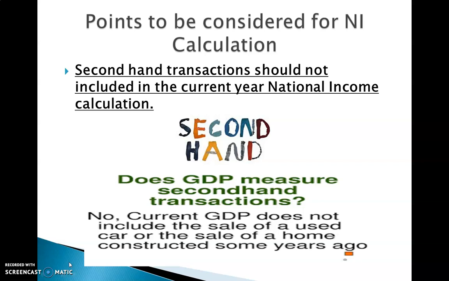The first thing we need to consider is that any kind of second-hand transaction should not be included in the current year national income calculation. That may be an old house, old machinery, bikes, whatever it is. If you are selling it second-hand, that should not be included in the current year national income calculation because it was produced in the previous year.